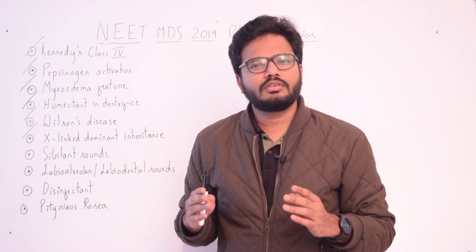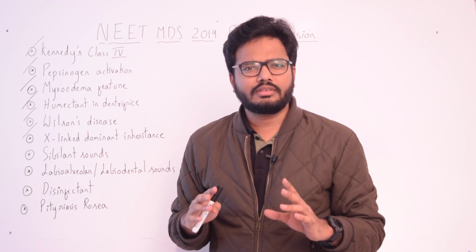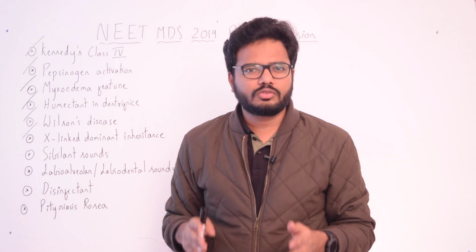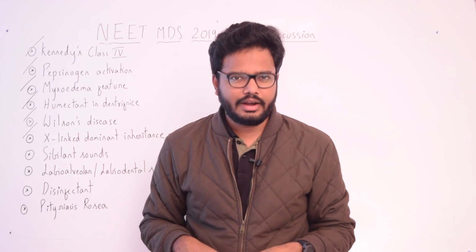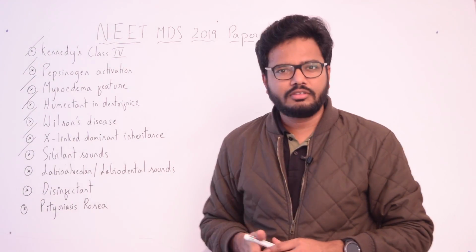So just observe the flow charts, the pedigree. It will be much more clear for you. Anyways, we'll discuss in detail about these different modes of inheritance in the coming days, right? Now, moving on to the next topic, sibilant sounds.